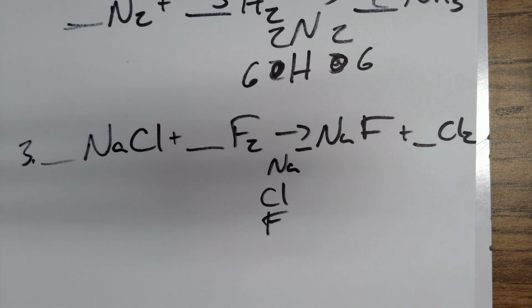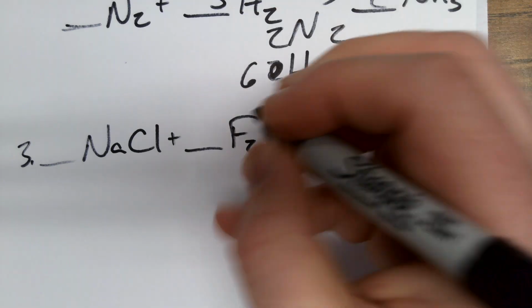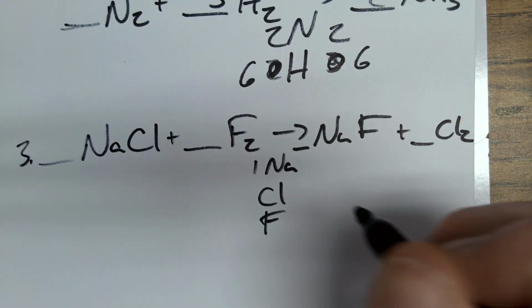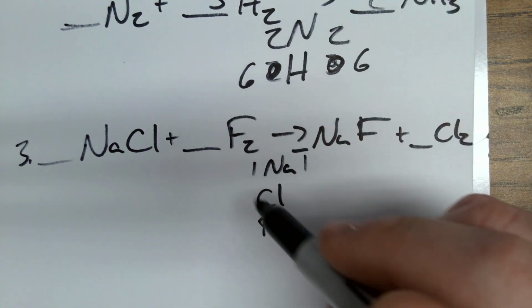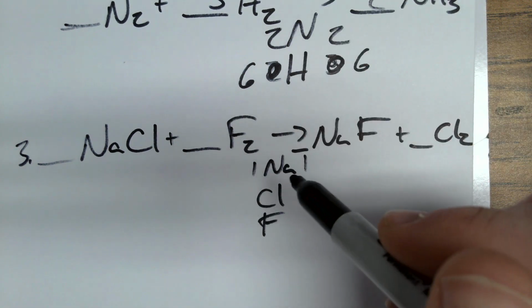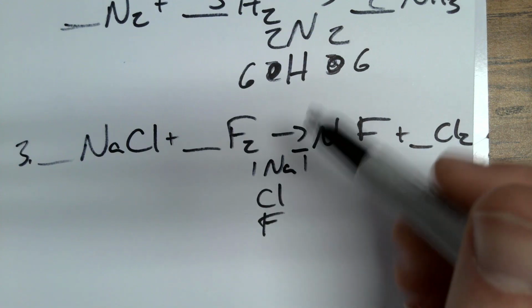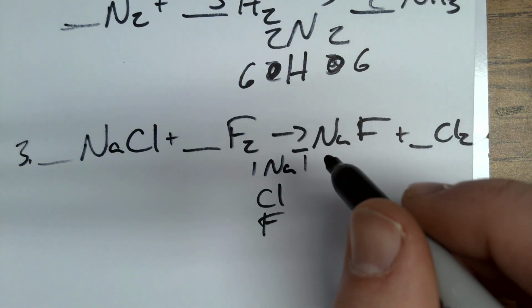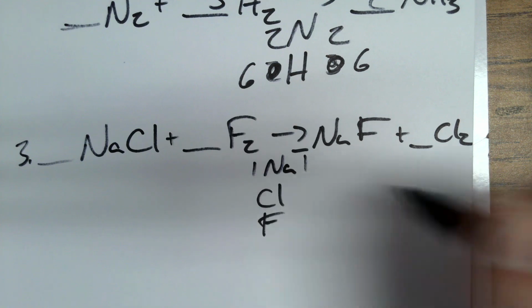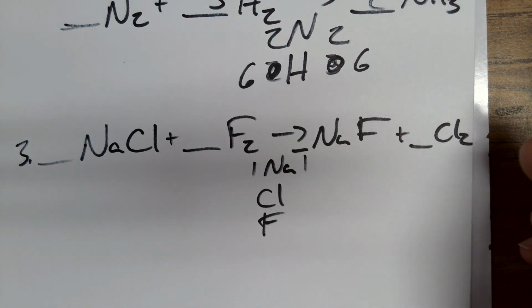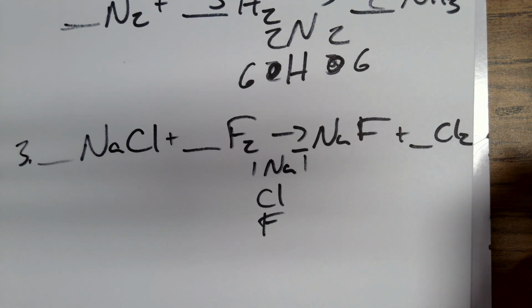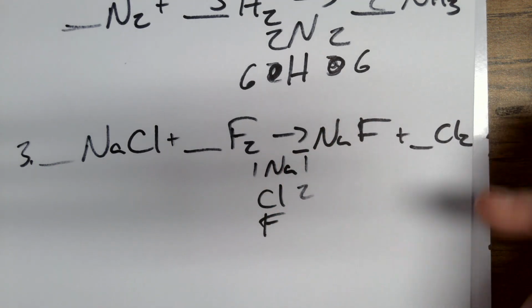Sodium it is. Currently right now, I have 1 sodium over here, yes? I have 1 sodium over here. It's important with these multiple ones that when we balance one, we may have to go back and check the previous ones that we balanced. So we did sodium. There's 1, there's 1. So far we're okay. What should we do next? Should we do chlorine or fluorine next? Chlorine.